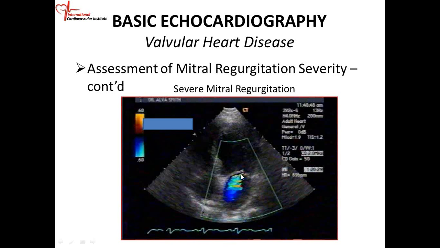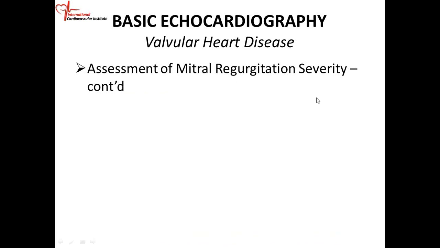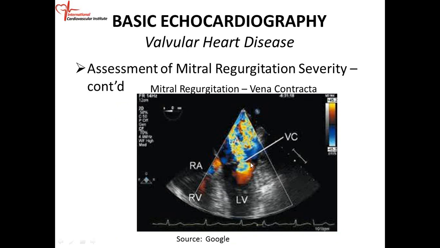Okay, but if you measure the vena contracta, that's the width of the neck through which the regurgitation is occurring, it's usually greater than 0.7 centimeters, and that suggests severe mitral regurgitation. So this is what it looks like. LV is there, left atrium is there. The regurgitation is going from the LV into the left atrium. Tremendous amount of turbulence. You can see the mosaic color. So this narrow little neck right there is your vena contracta.